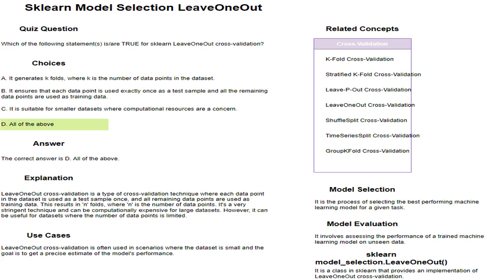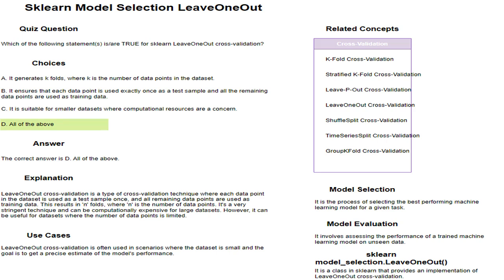Cross-validation is a technique used to evaluate the performance of a machine learning model by splitting the data into multiple folds. The model is trained on a subset of the data and tested on the remaining data. This process is repeated multiple times, with different folds being used as the test set each time.